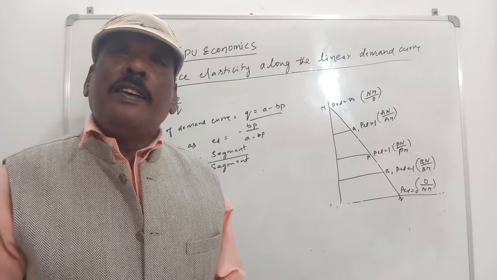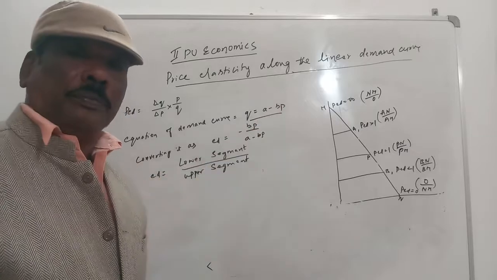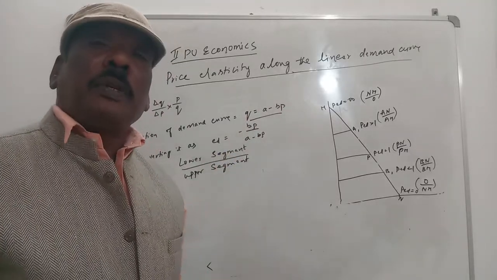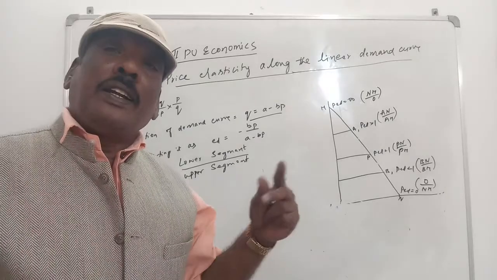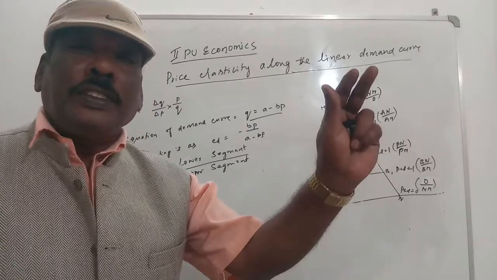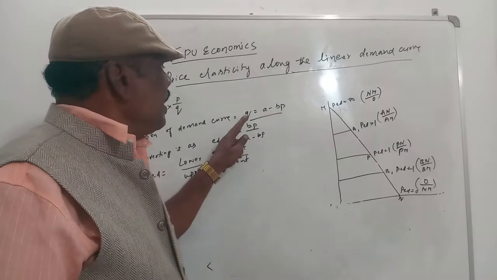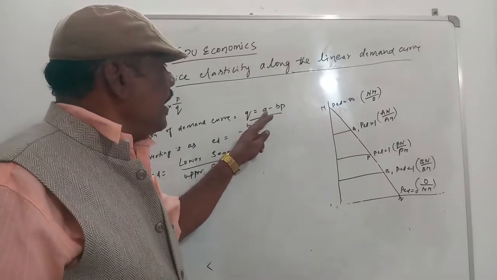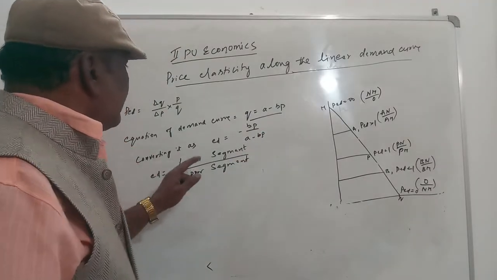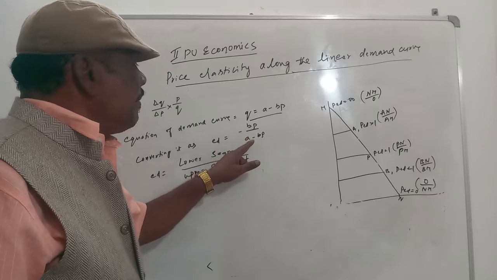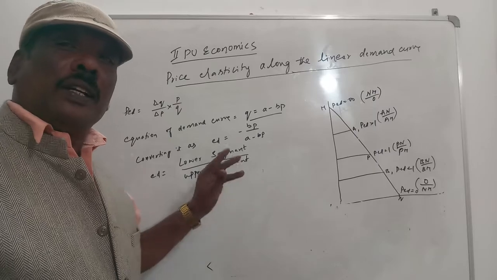The equation of the linear demand curve is given here as Q is equal to A minus BP. So why is minus used here? Because of the inverse relationship, because of the negative relationship between price and demand. As the price rises, demand falls and vice versa. So for that we use the equation Q is the quantity demanded, A minus BP. Just write this equation, you do not worry about that.